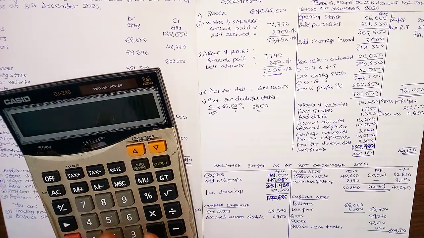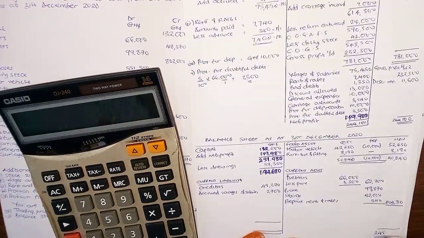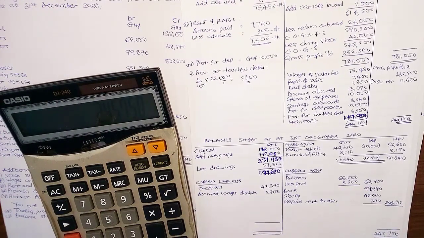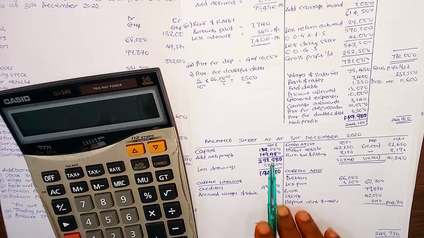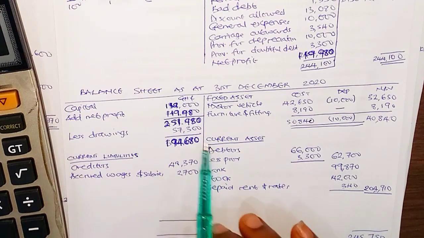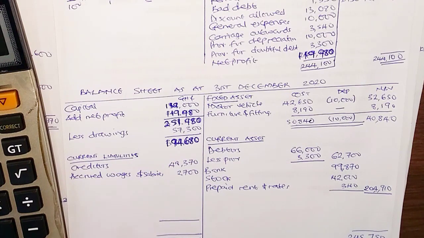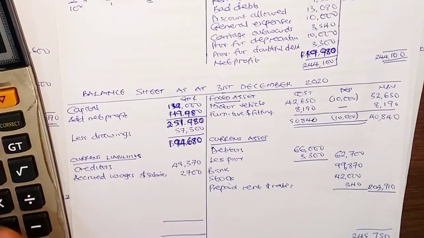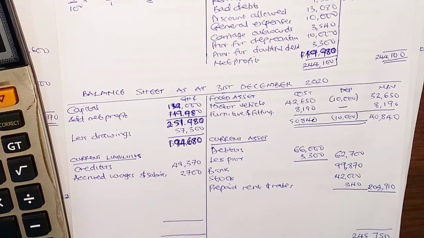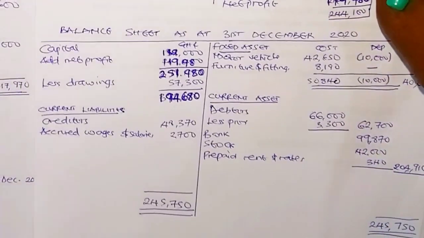40,840 plus 204,910 is 245,750. Let me start from here so that you see it. 132,000 as capital plus 119,980 as net profit equals 251,980. Now less drawings of 57,300 is 194,680. Add it to this one, plus 48,370 plus 27, and this will give us the same value, 245,750. Okay, so it shows that our solving is correct.